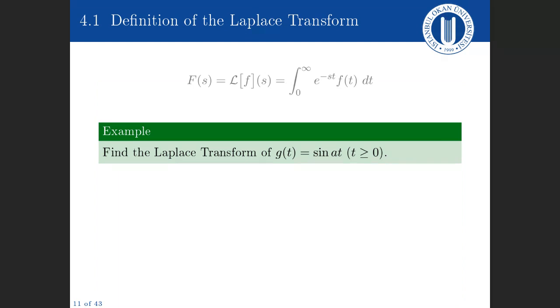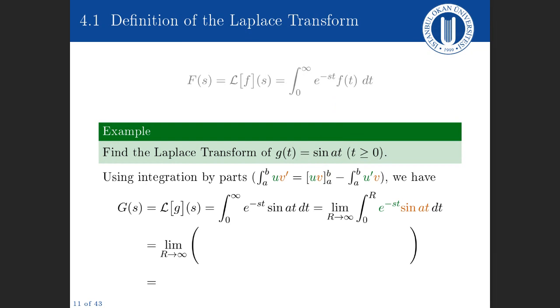Next example. Find the Laplace transform of sine at for some constant a. So we're going to do the same thing. We have our formula at the top. We're going to be sticking sine at into the integral. So I have capital G is the Laplace transform of small g. That's the integral from 0 to infinity, e to the power minus st sine at dt.